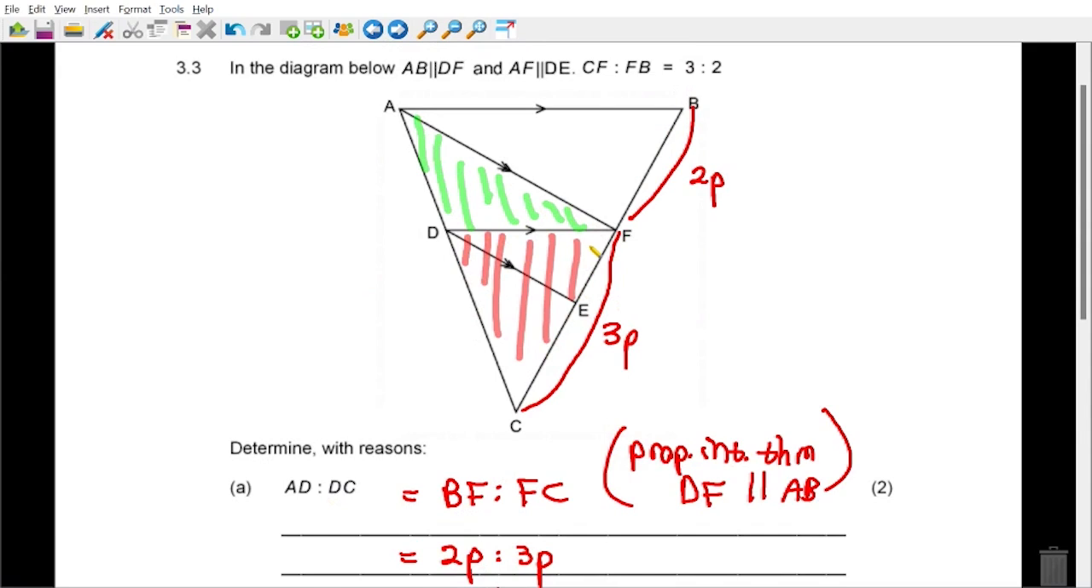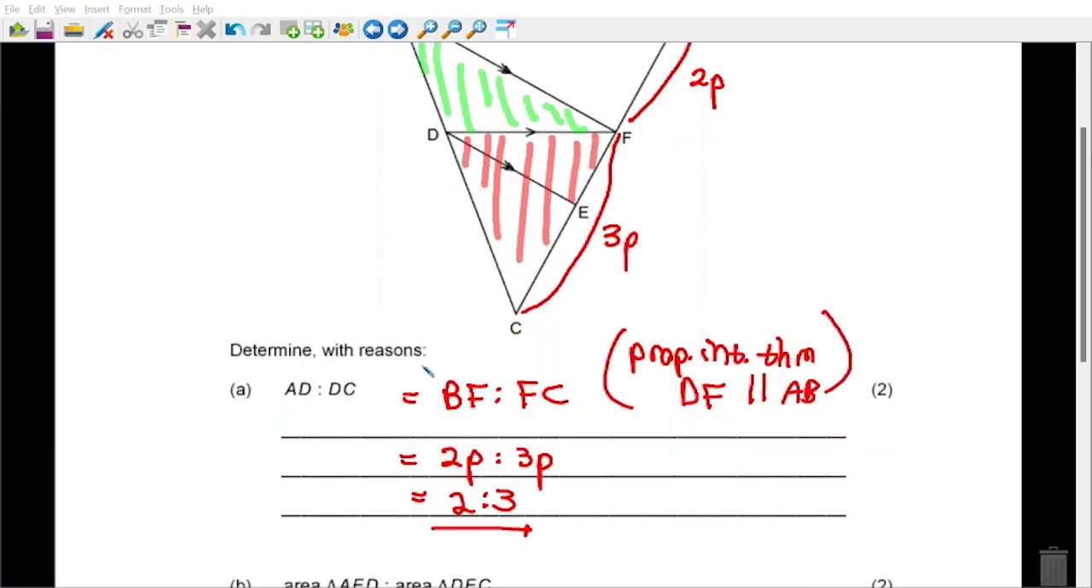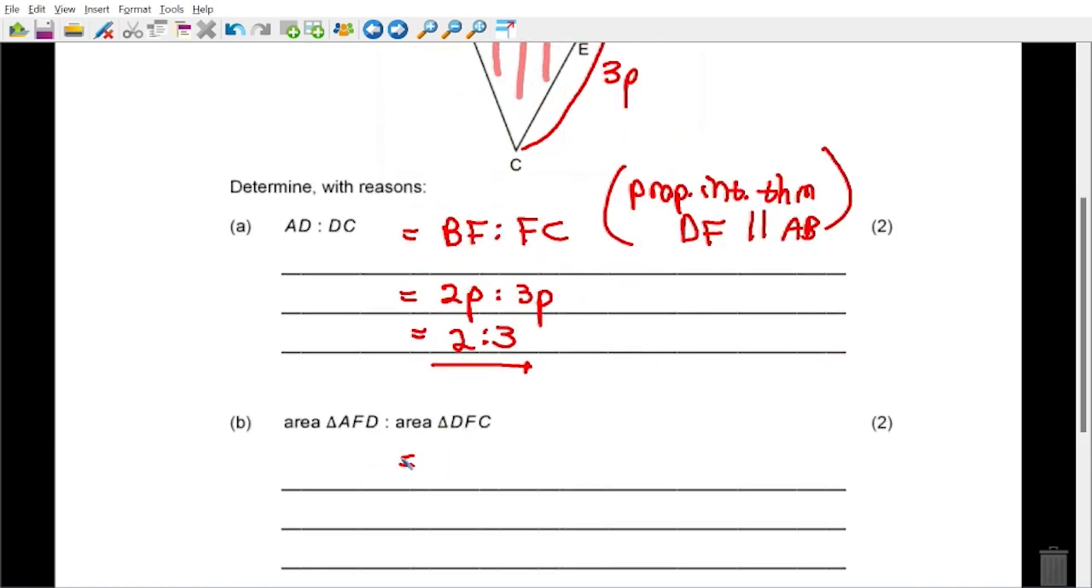Now those two triangles share a height. Might not be obvious to you, but if you turn the diagram around so that AC is the base, then you'll see that they have the same height. Triangles that share a height have their areas in the same ratio as their bases. So in fact, we've just worked out the ratio of the bases is 2 is to 3. So the answer here is going to be exactly the same. It's going to be 2 is to 3, and the reason is shared height.